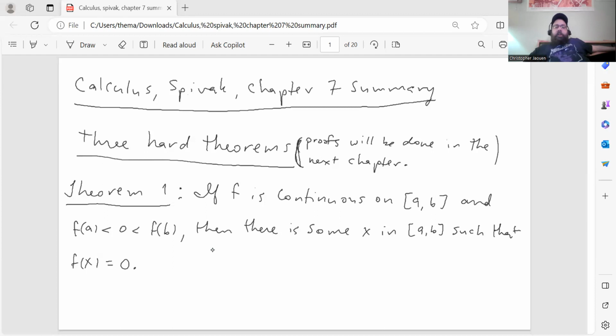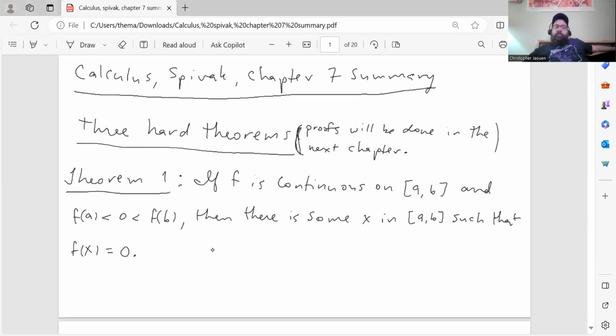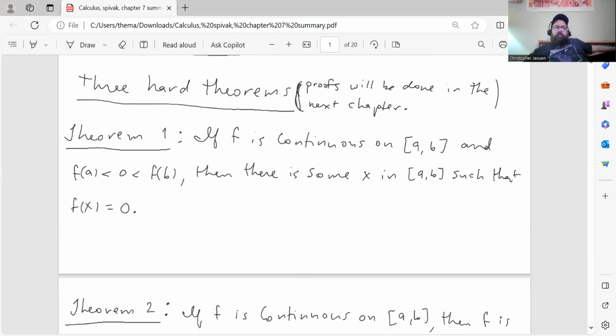All right, so here's theorem 1. If f is continuous on the closed interval from a to b, and f of a is less than 0, is less than f of b, then there's some x in the closed interval from a to b such that f of x is equal to 0. Okay, so if you remember back to your pre-calculus and your calc 1, this is like a special case of the intermediate value theorem. And like I said, he doesn't prove this in the book in chapter 7 because we need the stuff we're going to do in chapter 8 in order to do that. So we'll prove this theorem in chapter 8.